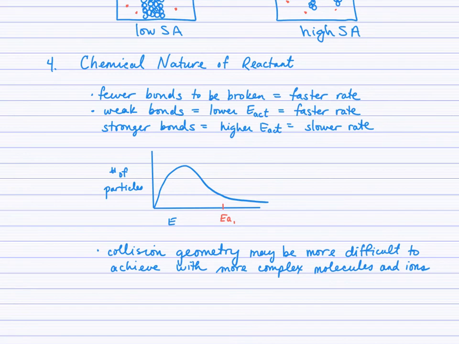First of all, we can address this from the number of bonds. If there are fewer bonds to be broken, then we can imagine there'll be a faster reaction rate, just a less complex reaction. Now what about the strength of the bonds? If they're weak bonds, then we'll see lower activation energies. So how is it that a lower activation energy links to a faster rate? Whereas if they're stronger bonds, more energy is required; higher activation energy indicates a slower rate.